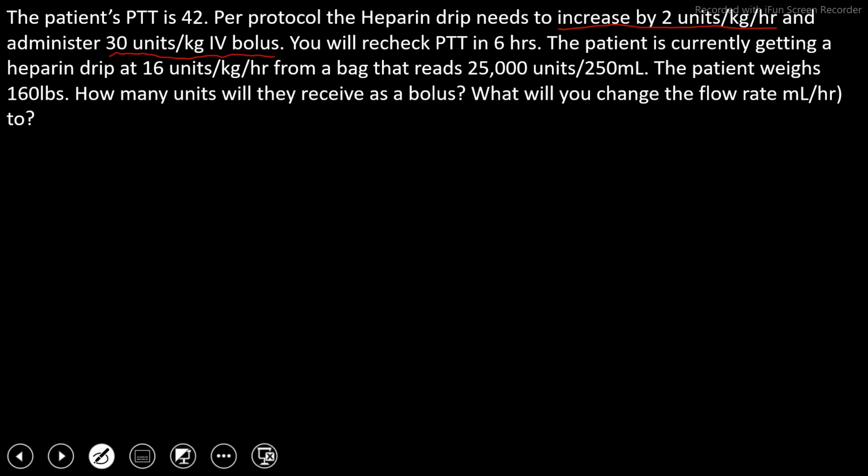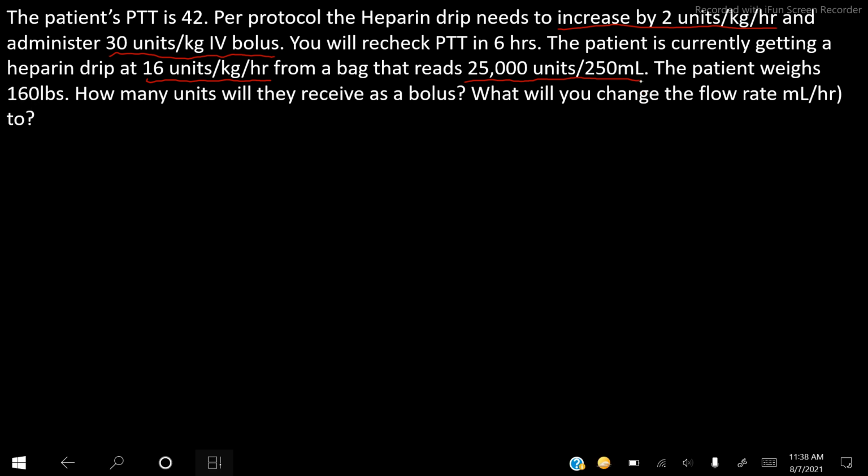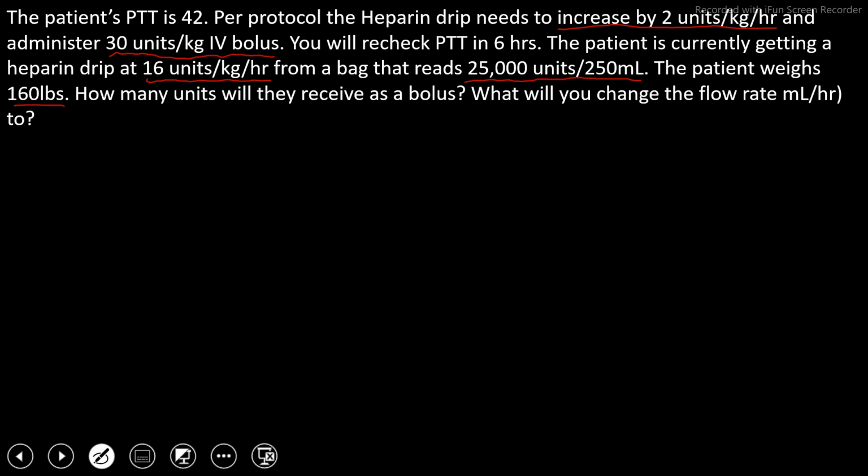The patient is currently getting a heparin drip of 16 units/kg per hour from a bag that reads 25,000 units per 250 ml. The patient weighs 160 lbs. How many units will they receive as a bolus? What will you change the flow rate to? Okay, so we want to know how much we'll give as a bolus. What will you change the flow rate to? Okay, that's the ml per hour.